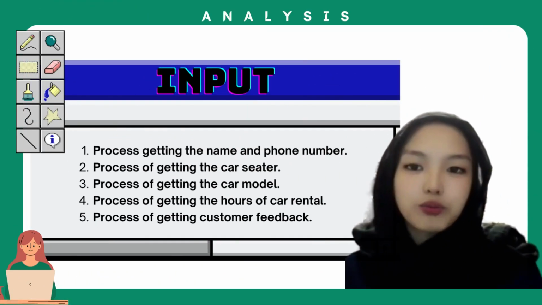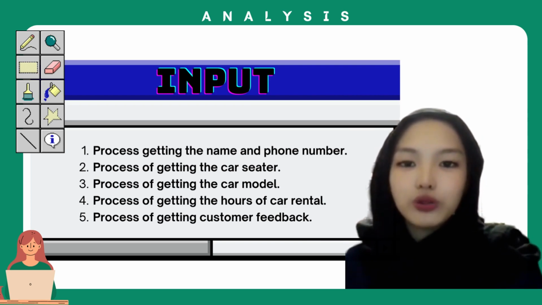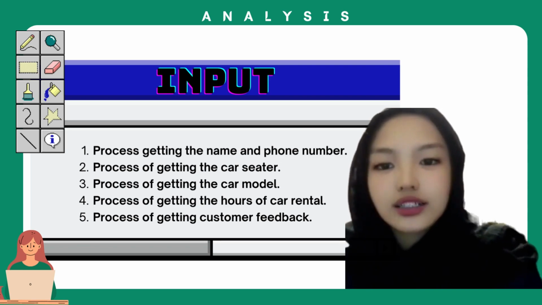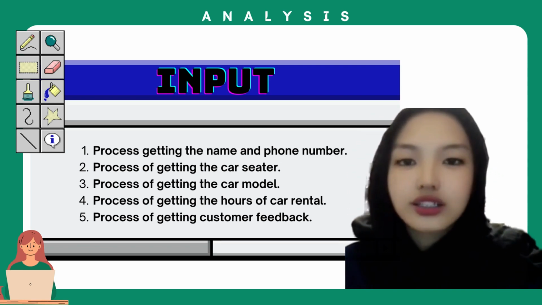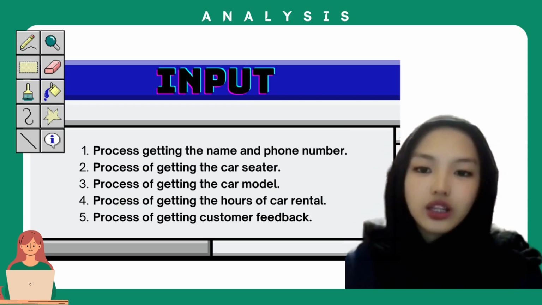For analysis, we provide IPO, which includes input, processing, and output. For input, we have the process of getting the name and phone number. Then we get the car seat and the car model that the renters desire. We also get the hours of the car rental, and lastly, we get the customer feedback.